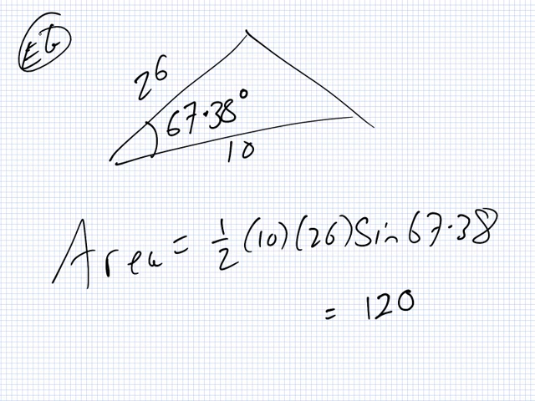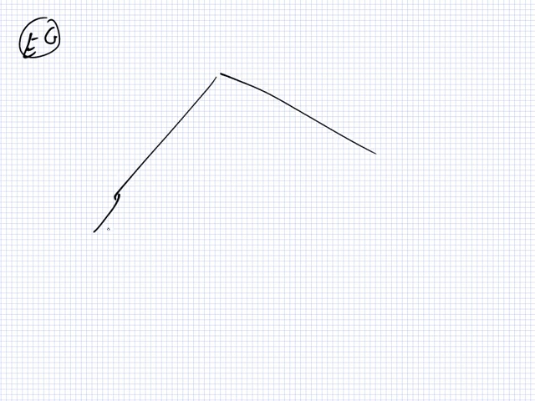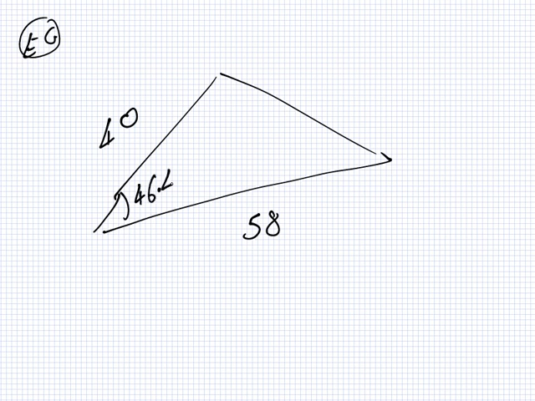Got this? Can I scroll down? Yeah. Okay. So, next one now. Let me give you this triangle. Okay, so this is 58. This is 40. This is 46.4 degrees. And what I want, I'd like this height. Okay, try this now for a minute.